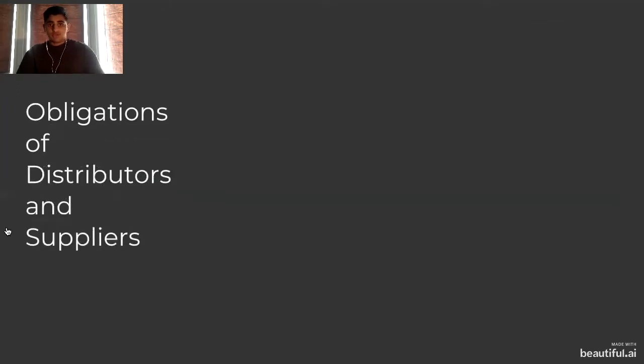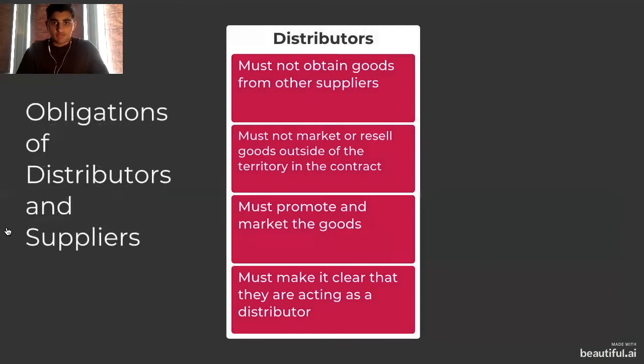In the same way, you also have obligations for distributors and suppliers. So for distributors, they must not obtain goods from other suppliers. They must not market or resell goods outside of the territory in the contract. So if that distributor begins reselling goods in Vietnam instead of Thailand, that would be against the contract, right? That would be illegal normally. He has to promote and market the goods.